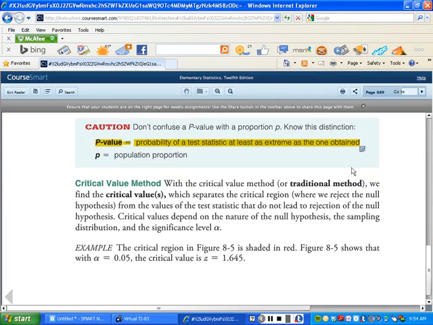Okay. We do the traditional method, which involves critical values. Is that what we need to know, critical values? Yeah. Just critical value. Okay.